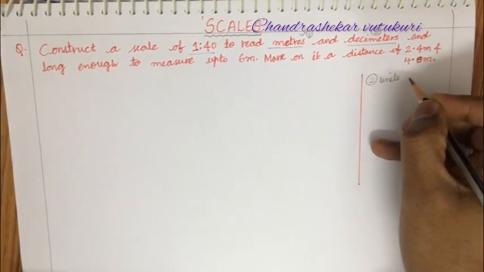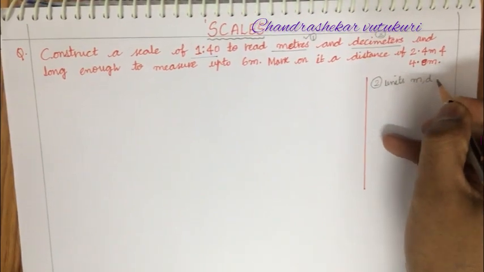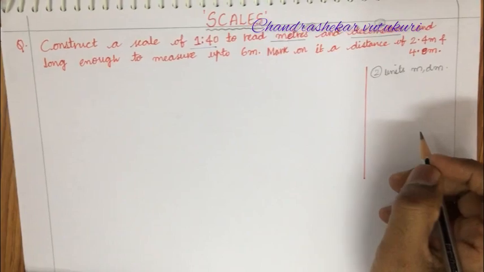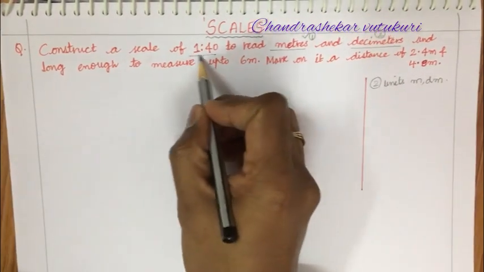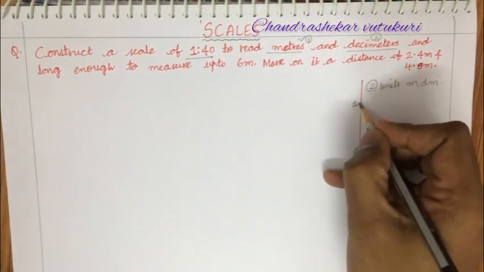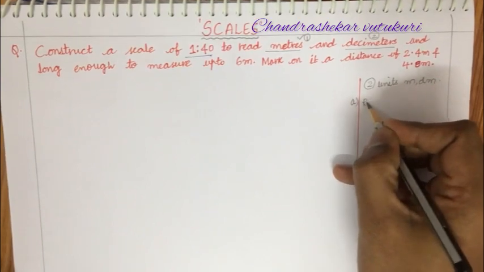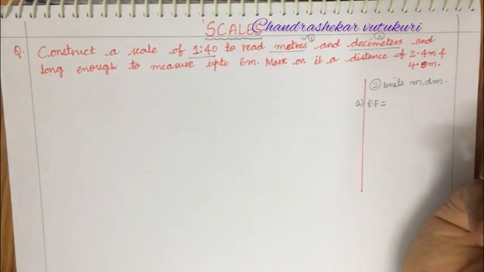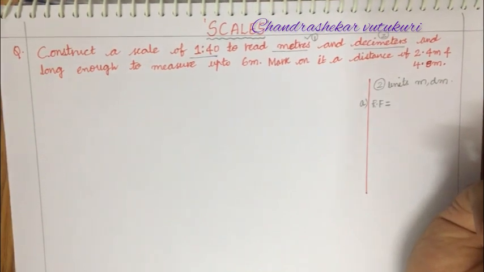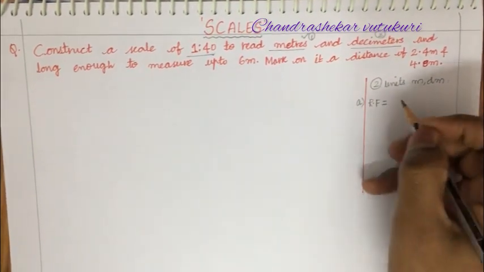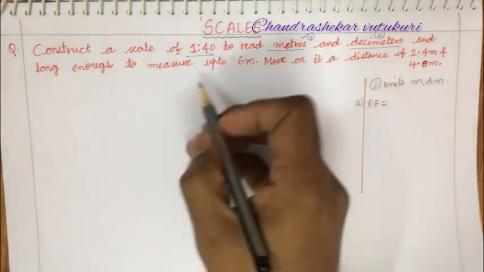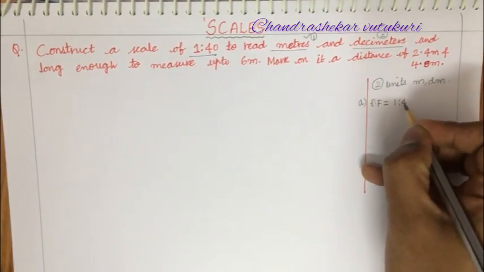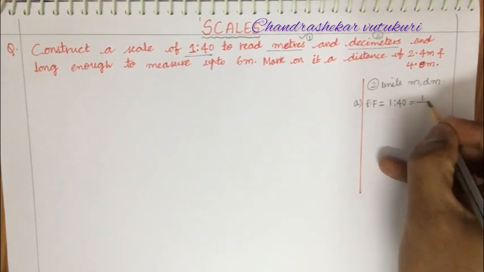So, what are the units here? The meter as well as decimeter. Now, before going to work out this problem, we are supposed to look out for the important factors. The first and foremost thing you need to keep in mind is the RF. Whether RF is given or not, you are supposed to look into the question. If not, you are supposed to calculate. Such type of problems I am going to upload in the next video. Here, RF is given directly, that is 1:40, or 1/40.